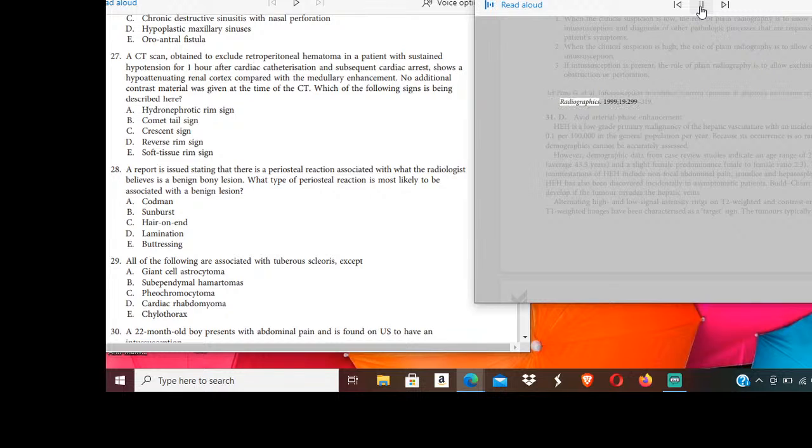Radiographics. 1999; 19:299-319. 31. D. Avid arterial phase enhancement. Hemangioendothelioma is a low-grade primary malignancy of the hepatic vasculature with an incidence of less than 0.1 per 100,000 in the general population per year. Because its occurrence is so rare, the patient demographics cannot be accurately assessed.